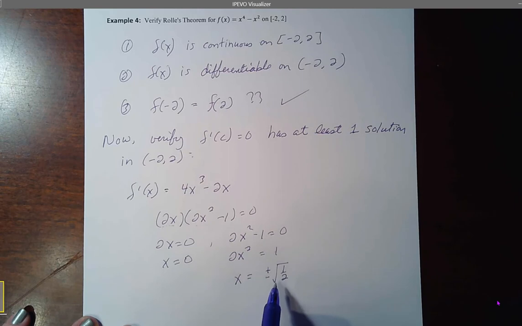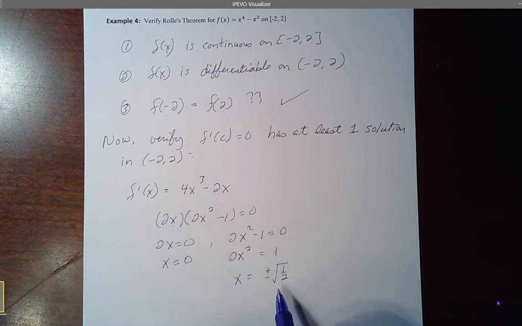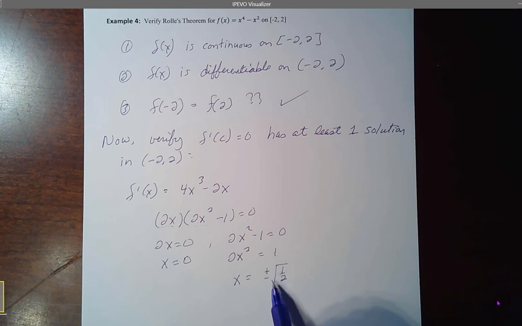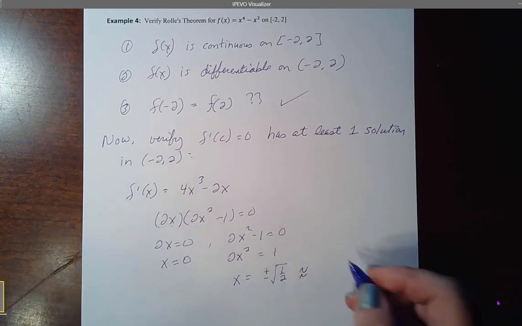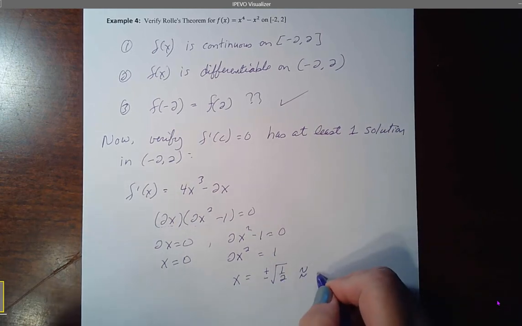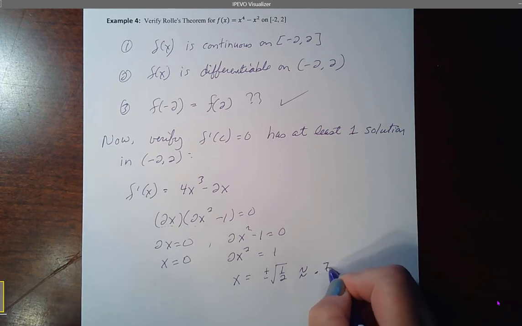We need to determine, what is approximately the square root of 1/2? Using your calculator, you could approximate this between 0 and 1. Think of it this way: 1/2 is between 0 and 1. The square root of 0 is 0. The square root of 1 is 1, which means the square root of 1/2 has to be between 0 and 1. As it happens, and you can verify this, it is approximately, because it is irrational, 0.7. Plus or minus 0.7.